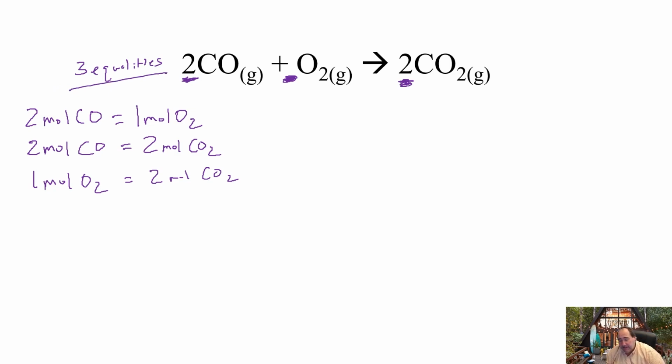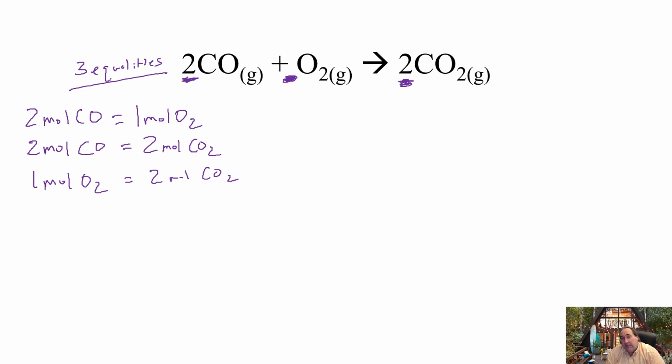And these are equalities, just like we were talking about when we were talking about conversion factors and dimensional analysis. They are equal to each other. They are stoichiometrically equal to each other. And you may be saying to yourself, 2 doesn't equal 1 or 1 doesn't equal 2. And that is true. It's not equal to each other in terms of numbers, but they're stoichiometrically equal to each other in terms of like proportion, if you will.